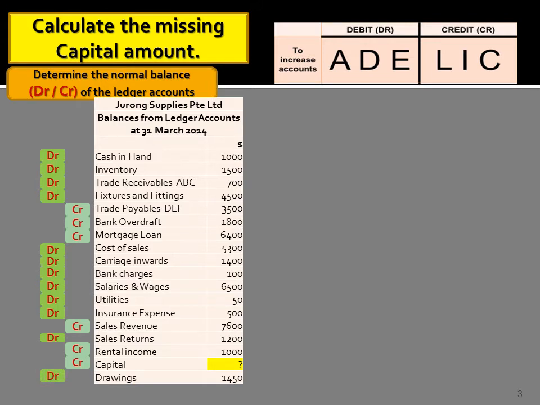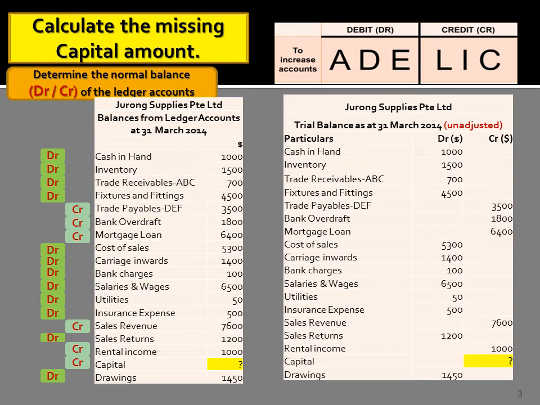After we have identified the nature of these accounts, we can then compute what are the total debits, and then we can use that amount to be the total credits as well. From there, we can find out what is the unknown capital figure. So we can actually prepare a trial balance for Jurong Supplies before all these adjustments are being made. Since the total debits have to equal the total credits, we can make use of this property to find out the unknown capital amount.